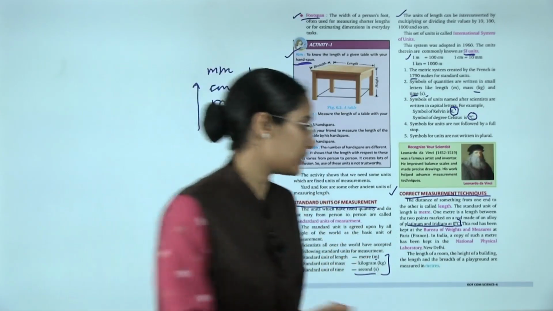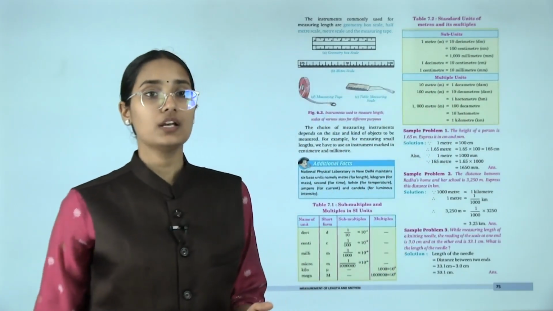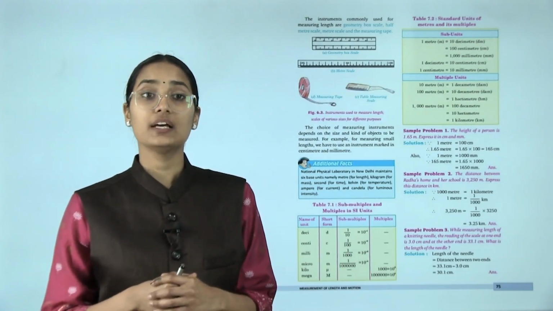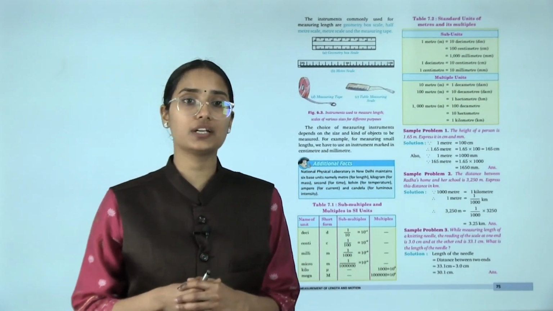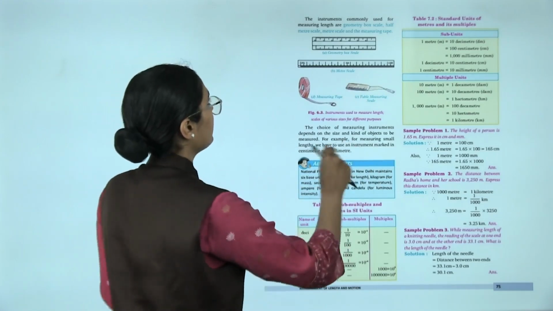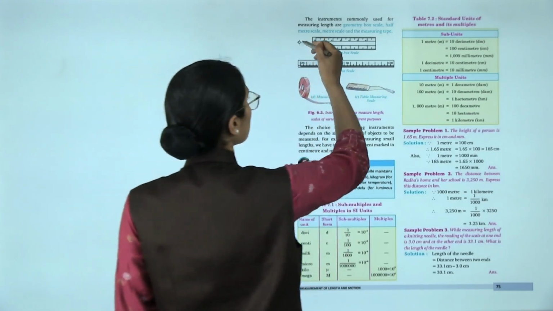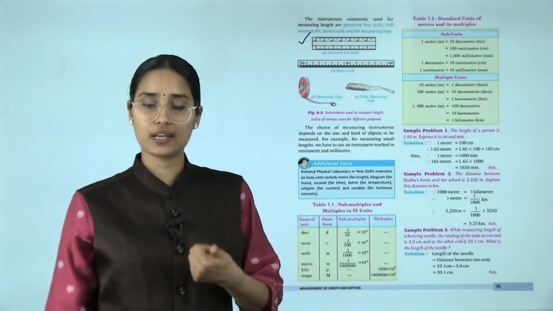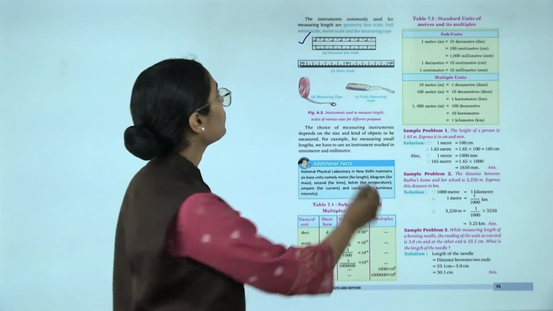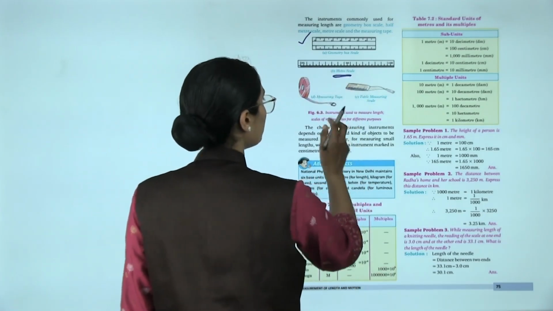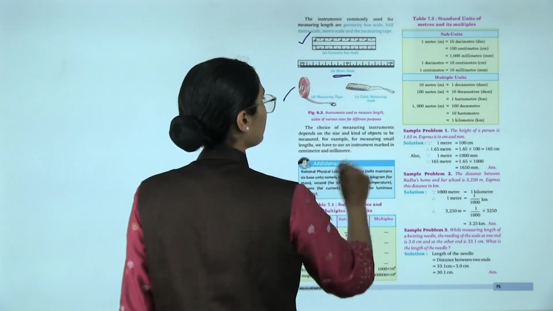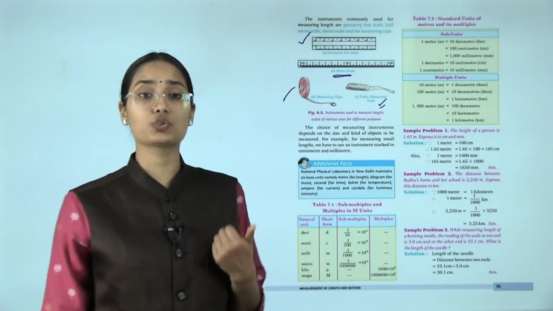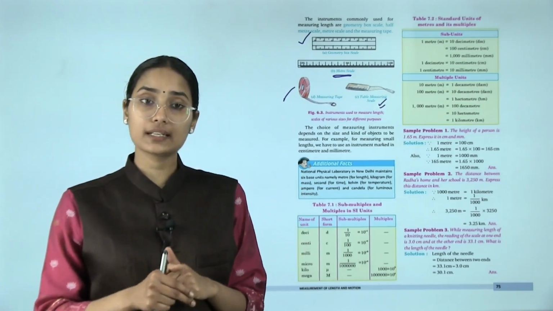Now let us go to the next page. The instruments commonly used for measuring length are the geometry box scale, half meter scale and measuring tape. So to measure length, what do we use? We use a geometry box. Geometry box has a 1 to 12 centimeter scale. Then we use a meter scale, a measuring tape, a table measuring scale. This measuring tape is used by tailors, by architects also.